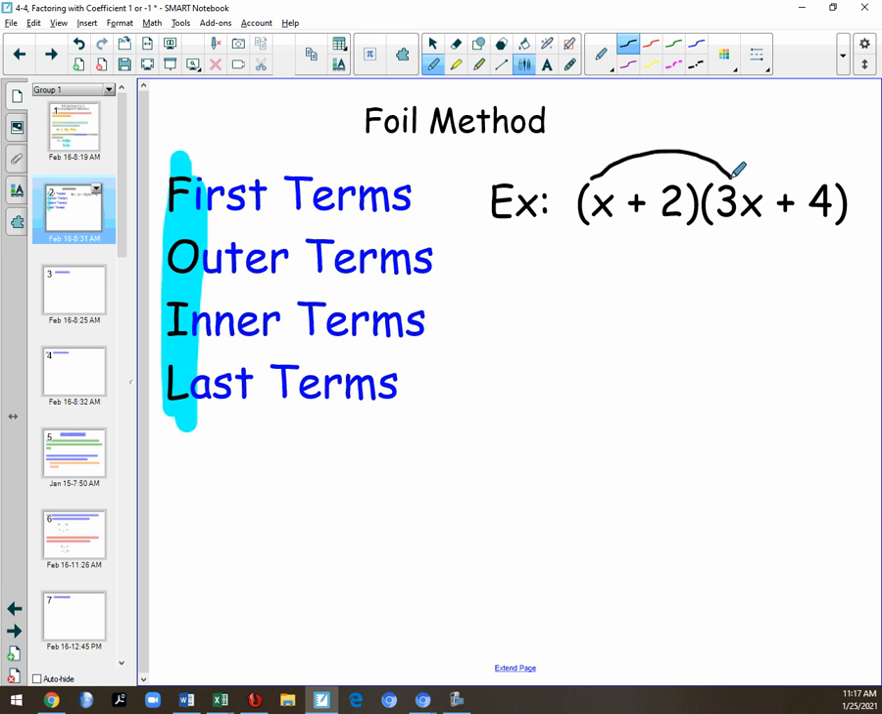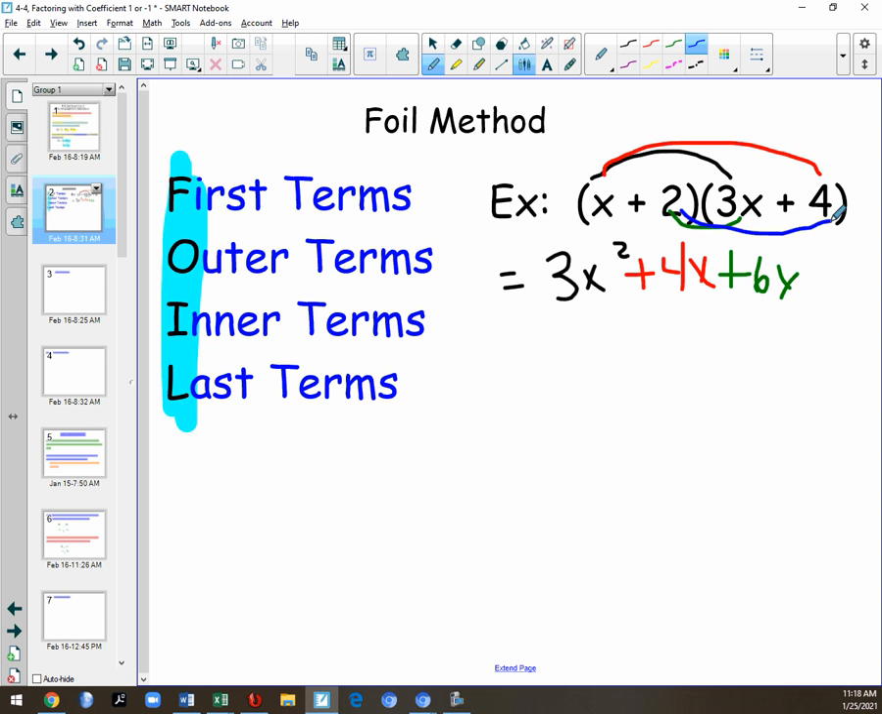So the first two terms being multiplied together are x times 3x, which gives you a 3x squared. Then our outer terms, whenever you're looking at it as a whole, are going to be your x and your 4. You multiply those together to give you a 4x. Your inner terms are going to be the two closest terms together. So that's 2 times 3x, which is going to give you a 6x. And then last terms are going to be the two last terms in each of the parentheses, which is going to be 2 times 4, which gives you an 8.